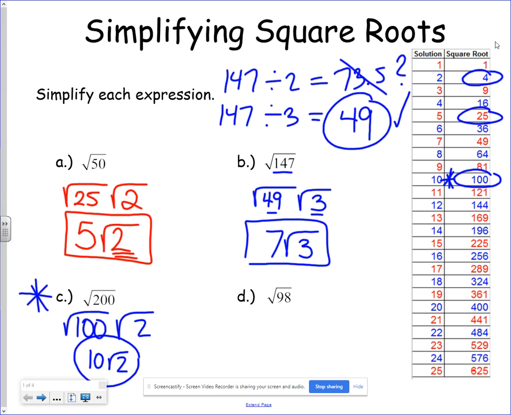98. The biggest perfect square that goes into 98, what is it? 49 goes into 98 twice. 49 times 2 is 98. The square root of 49 is 7, so my simplified answer is 7 square root of 2. So that's how you simplify radicals, okay?